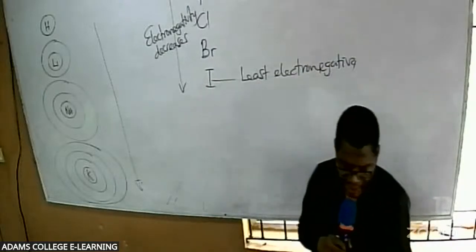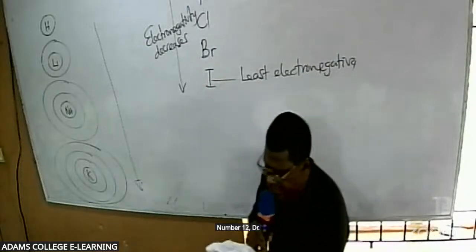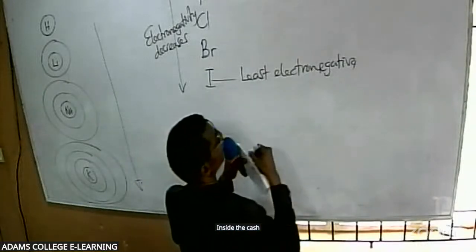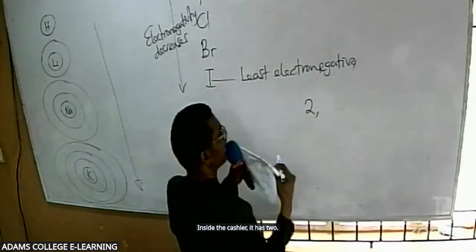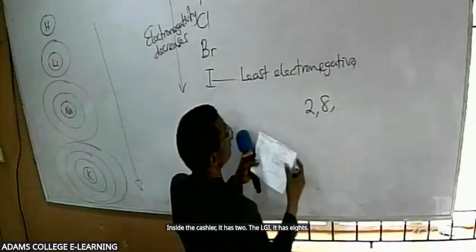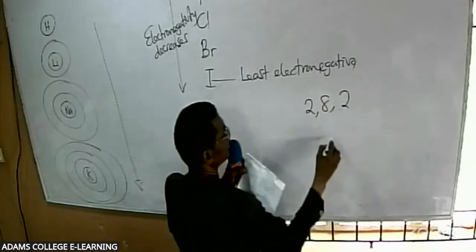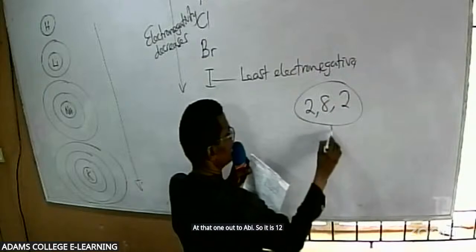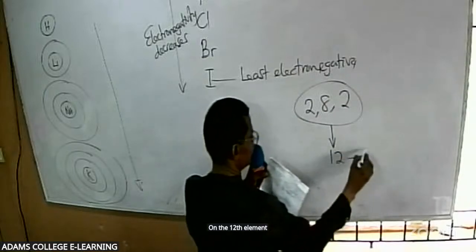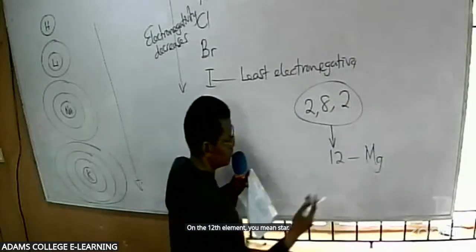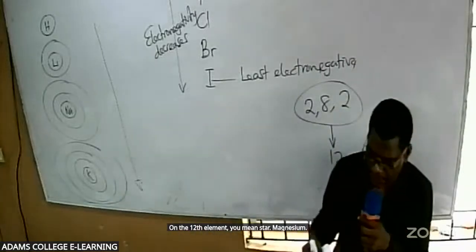Number 12, the diagram above represents an atom. Inside the K shell, it has 2. The L shell has 8. The outer shell has 2. So this is 12, isn't it? And the 12th element is magnesium. That's the 12th element in the periodic table.